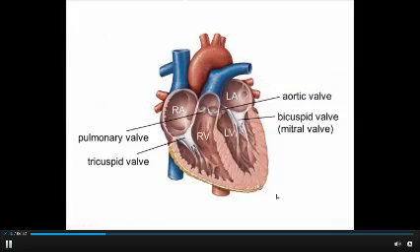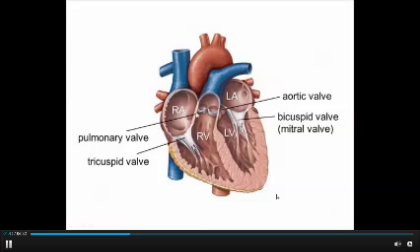Now let's focus our attention on the valves. Two valves are located between atria and ventricles. We call them atrioventricular valves. That is the tricuspid and bicuspid valves. And two are on the exit from the ventricles, the pulmonary and aortic valves. They're called semilunar valves because of the structure of the valve itself.